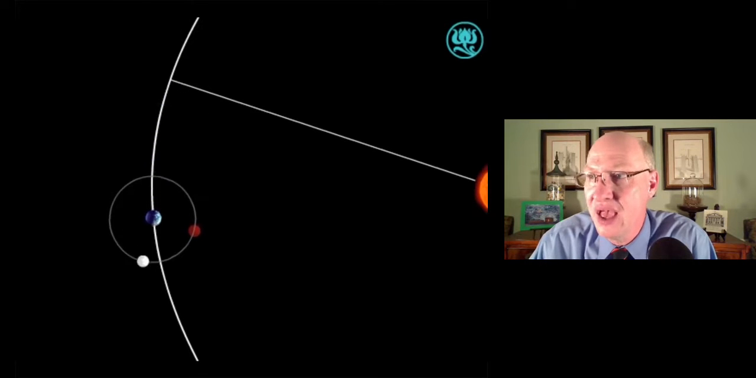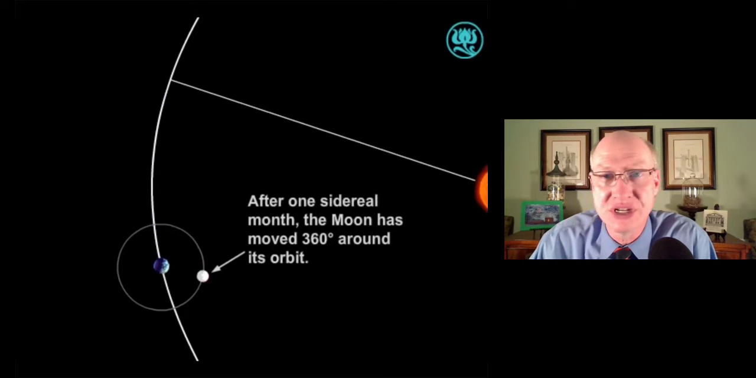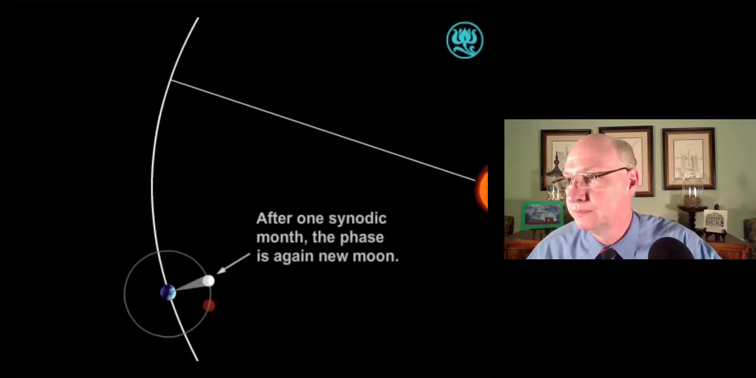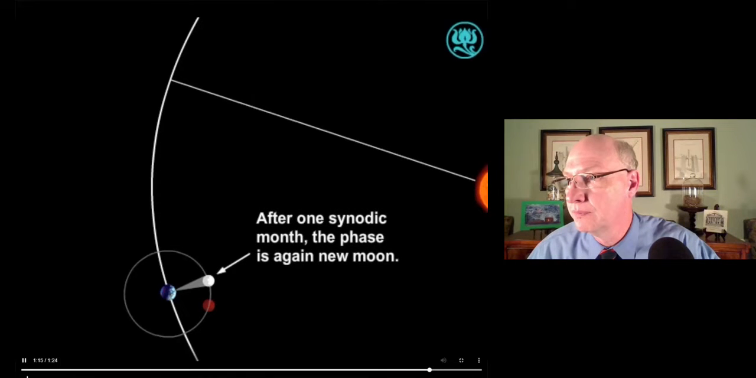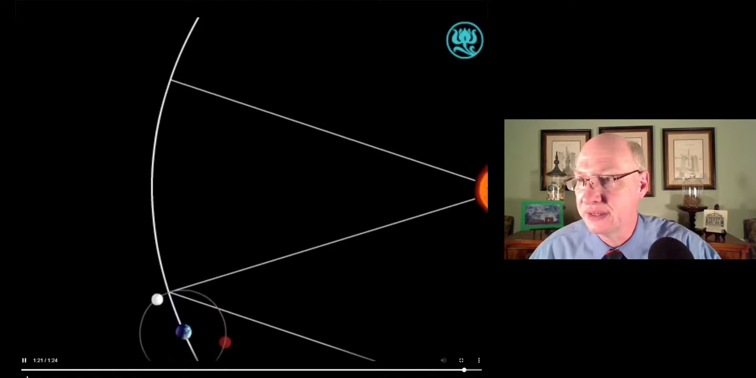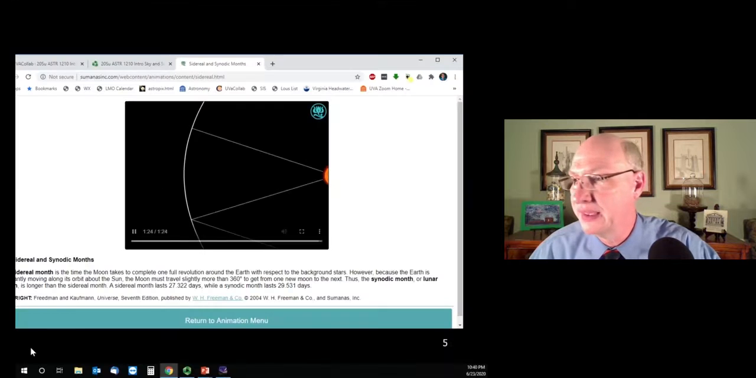One sidereal period later, 27.3 days later, the moon has returned back to that position. It's completed one orbit, but it has not gone through its phases. It has to go an extra 2.2 days, 29 and a half days total, to be back to the new moon again. And that is the difference between the synodic and the sidereal moon phase month.